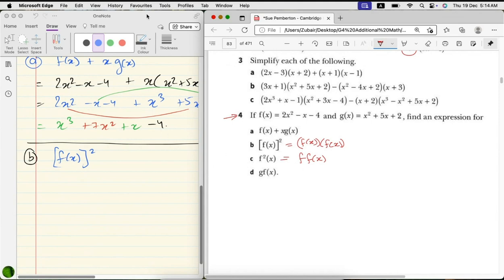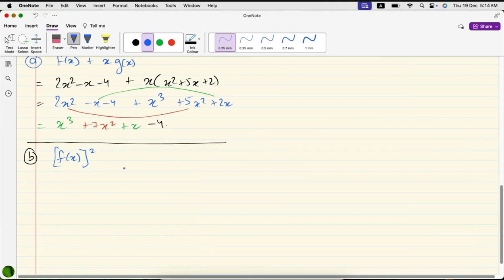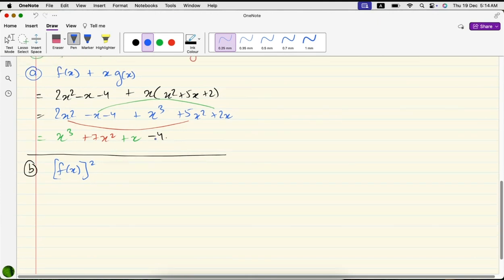Okay, let's do B first and then we'll look for C. So this is simply the square. So basically 2x square minus x minus 4 whole squared. We'll write this 2 times.